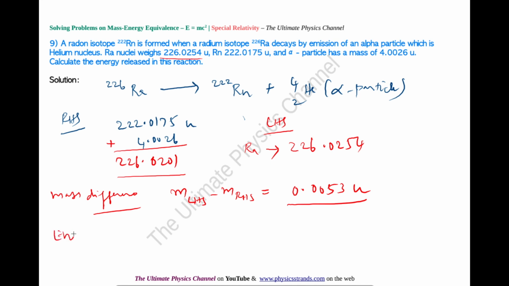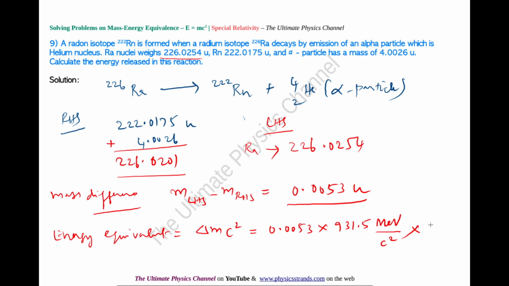So the energy equivalent of this mass, let us call that del m c squared. So that mass is 0.0053 U. 1 U is 931.5 MeV over c squared. Multiplied by the c squared, we are going to have directly the cancellation here, and then the energy equivalent E, let us call that about 4.94 MeV. We're going to get it in MeV directly by doing this multiplication. We are getting this number, and that is the energy.